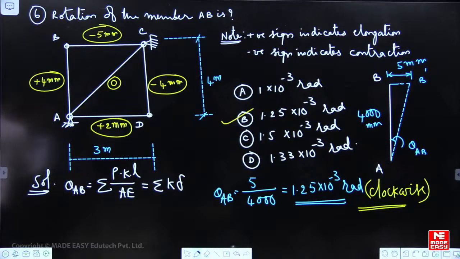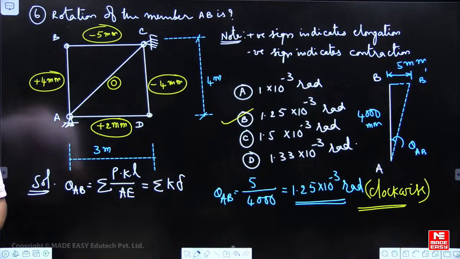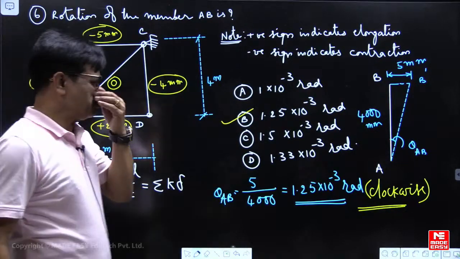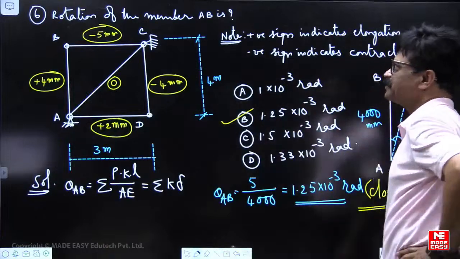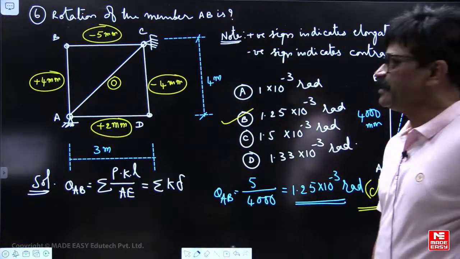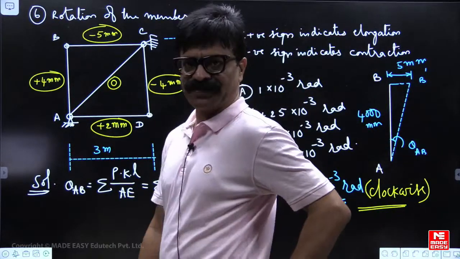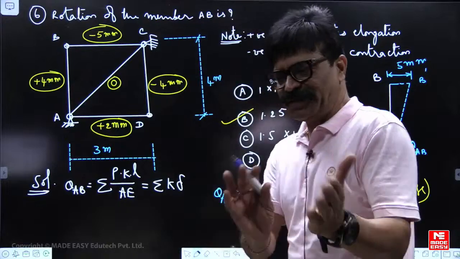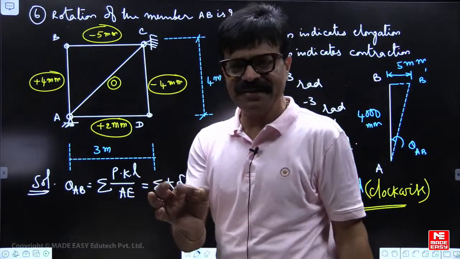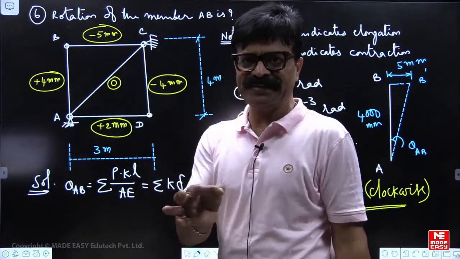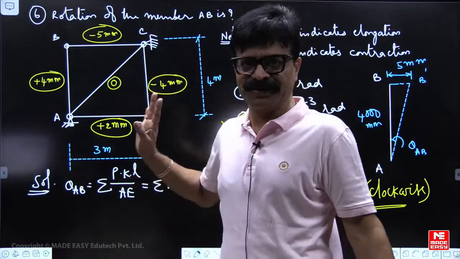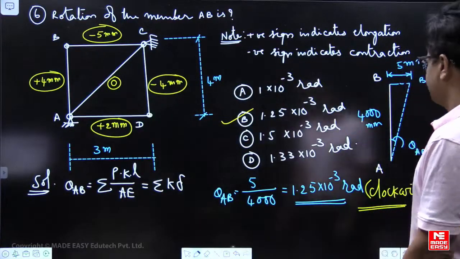So I think most of you are understanding what we are talking. I think your thorough revision was there. So this is how the rotation of the member AB is found. Within say 20-30 seconds time, if invigilators are pulling the paper, you can manage this and get out. Right?